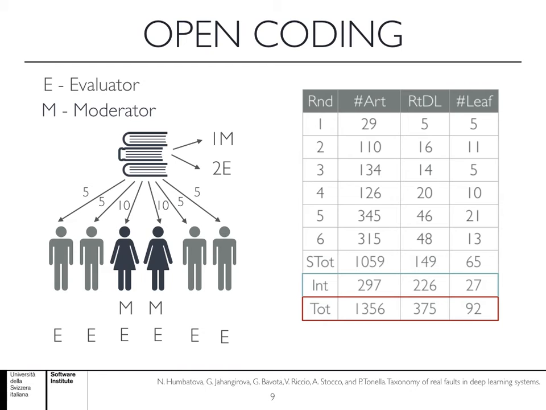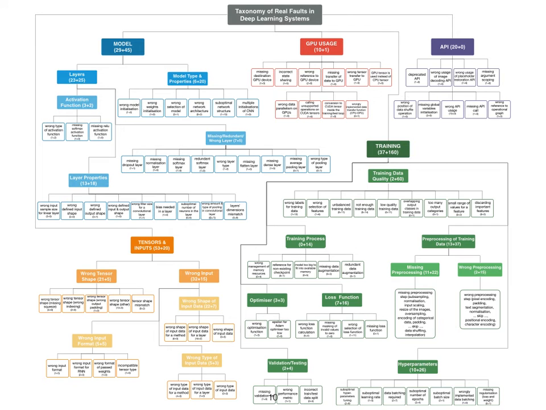Overall, we were able to tag 297 pieces of text, and 226 of them were relevant to DL. So in total, our taxonomy is based on the manual analysis of 1,356 artifacts, with 375 of them related to DL, which are instances of 92 unique fault types. Our final taxonomy, which you can see on this slide, consists of 5 main categories, with 3 of them further divided into inner subcategories. Let's now focus on 2 of them that are the most specific to deep learning.